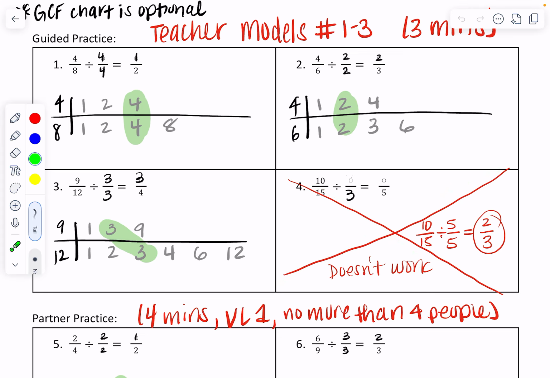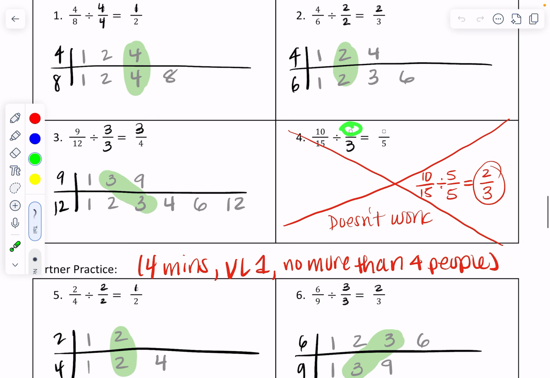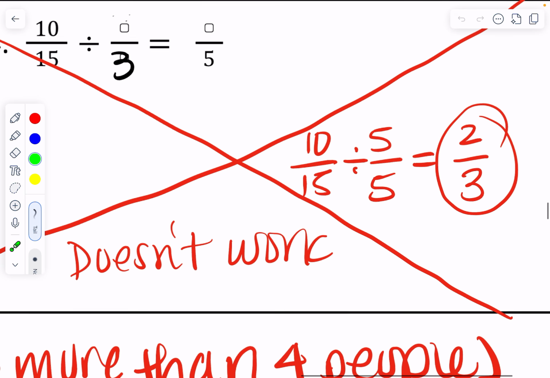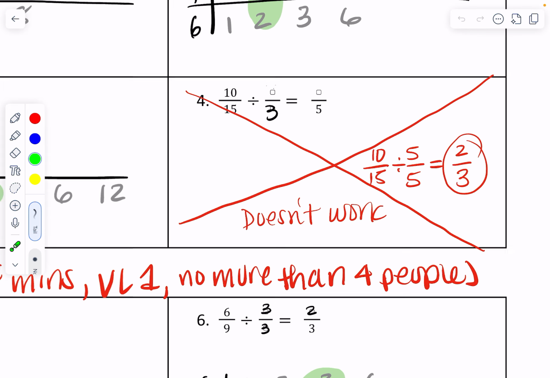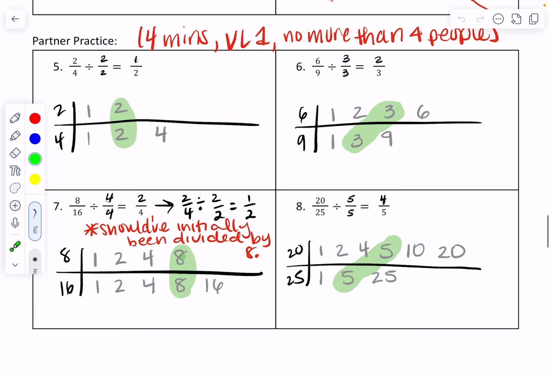For question 4, we're going to go ahead and cross that out. Students are not going to do it because the fill in the blank does not work, right? So we know that 15 divided by 3 gives us 5. However, 10 cannot be divided by 3. So this is not a question that works. However, if students want to create their own equivalency, they can. They can simplify it themselves on their own if they know how to do it.